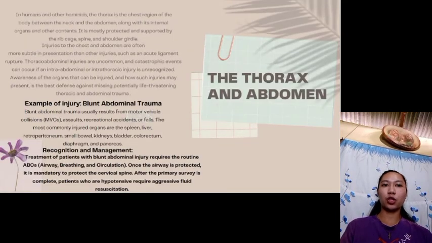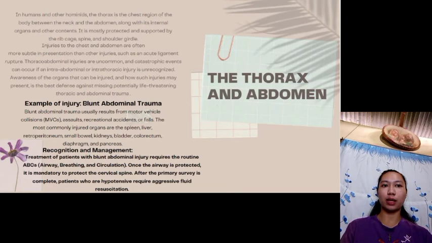Thorax and abdomen. In humans and other hominids, the thorax is the chest region of the body between the neck and the abdomen. Along with its internal organs and other contents, it is mostly protected and supported by the rib cage, spine, and shoulder girdle.